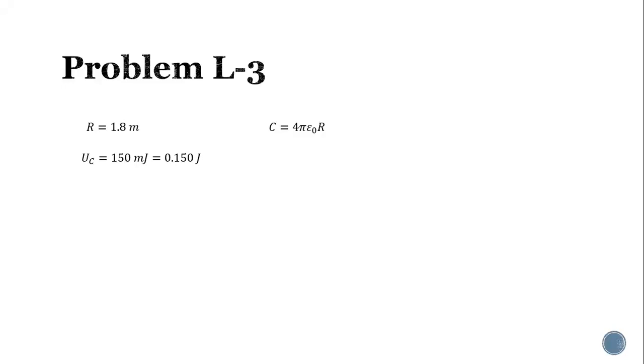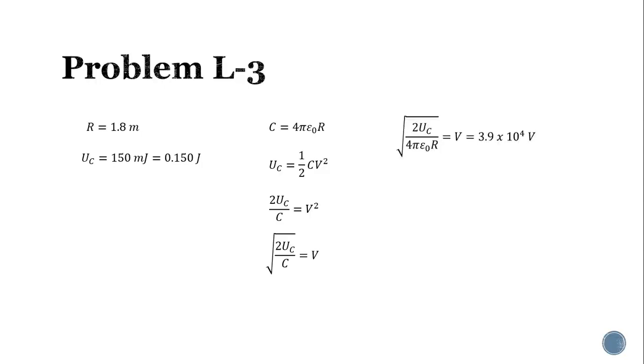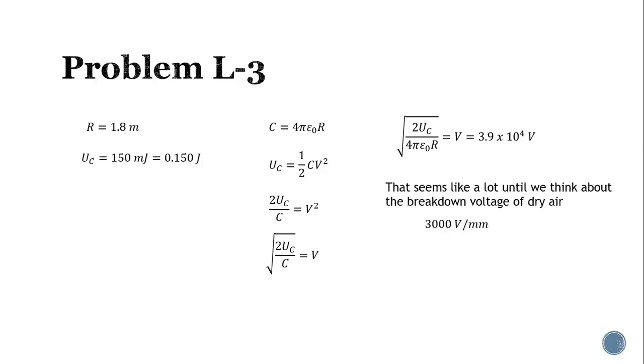And so we can actually calculate the capacitance in that case. And once I know the capacitance, I can find the voltage. So really I can say voltage squared is equal to 2 times potential energy divided by capacitance. If I plug in all my values, I get that you need about 39,000 volts, which seems like a lot, right? Until you consider the breakdown voltage of dry air. Dry air has a breakdown voltage of about 3,000 volts per millimeter. So this would be a spark that travels 13 millimeters or 1.3 centimeters.